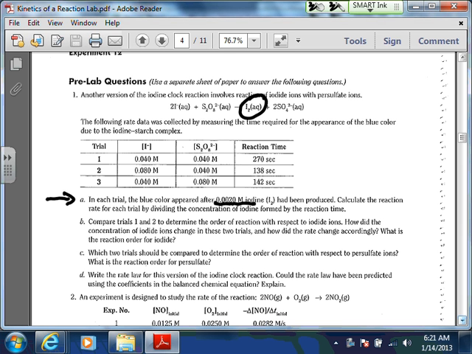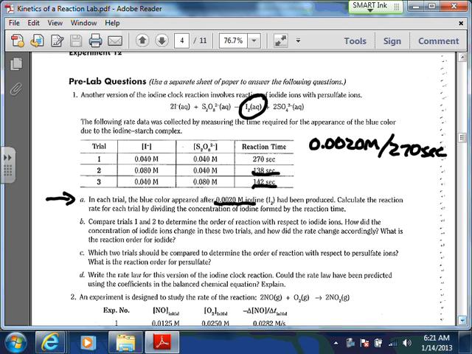So in each of these cases, just like for the first one here, we're just taking 0.0020 molar divided by 270 seconds. And that's going to give us our rate in molarity per second. Then for the second one, we'll do the same thing, 0.0020 molar divided by 138 seconds, and for the third one, divided by 142 seconds. That'll give you the three rates there.